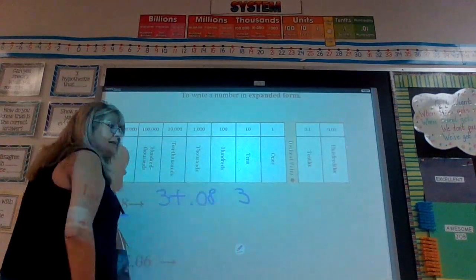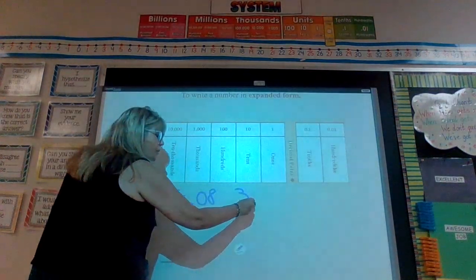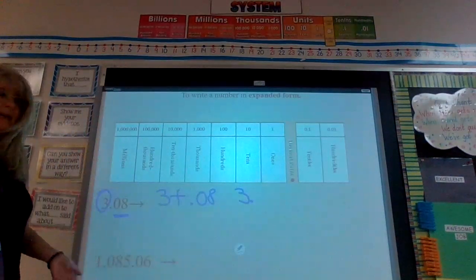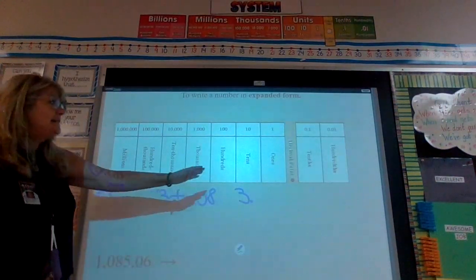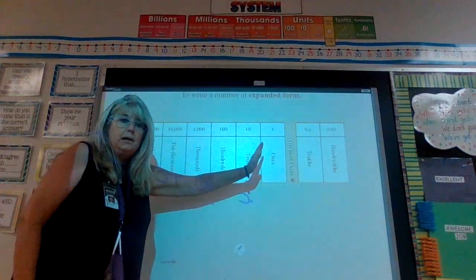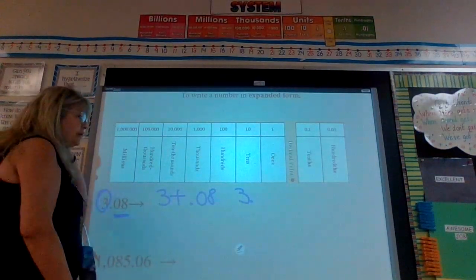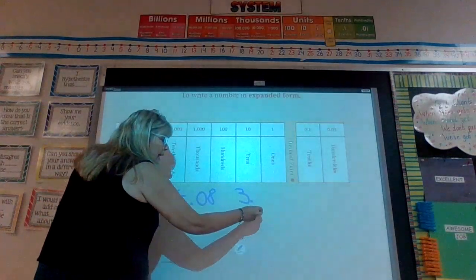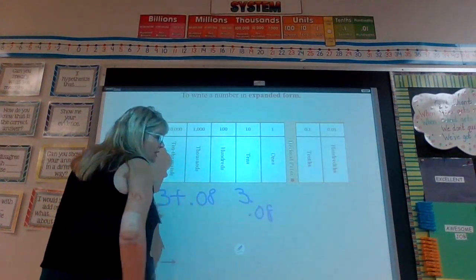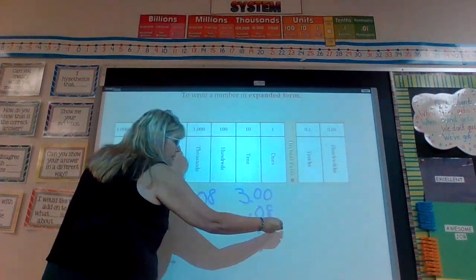Now remember, 3 is a whole number. To the right of the 3 is a decimal point. Even if we don't see it there, that decimal point is always going to be to the right of the whole number, whatever the last digit is in the whole number. Okay? If I line them up, and we're going to talk about this later on, I'm going to show you.